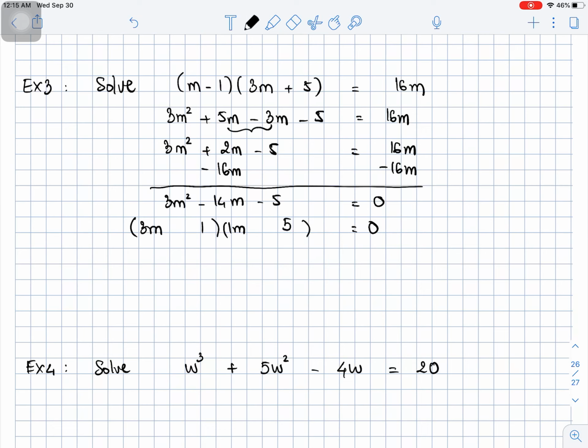Then we can do factoring. We got 3m and 1m. For the 5, we will do 5 and 1. And if 1 and 5 does not work, we will switch the numbers. So we got 1m and 15m. We want to write out the answer as (3m plus 1)(m minus 5). We will set each parenthesis equal to 0 and then solve for m.